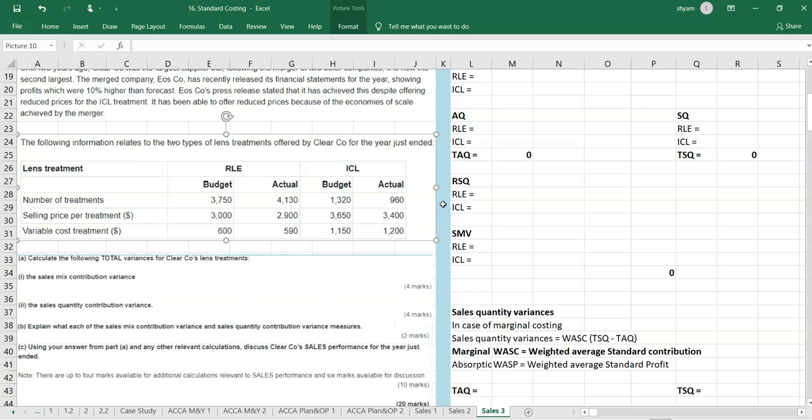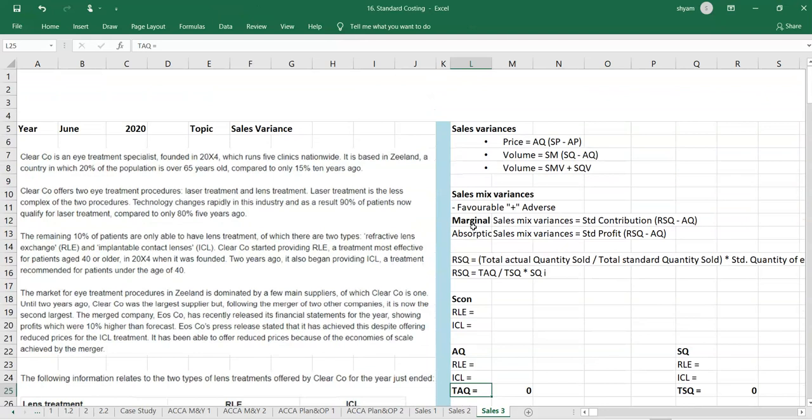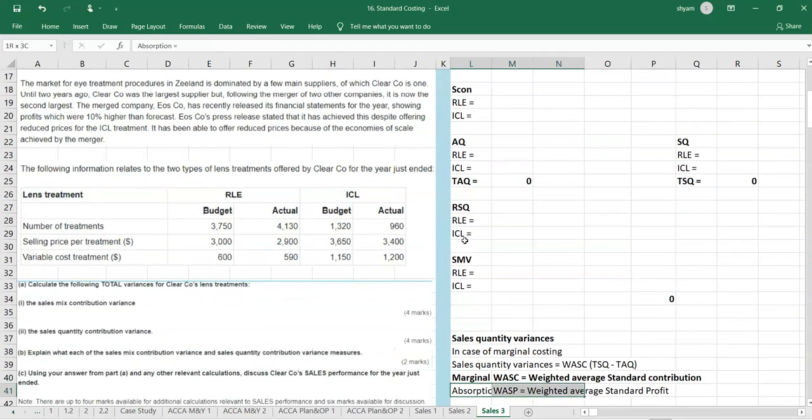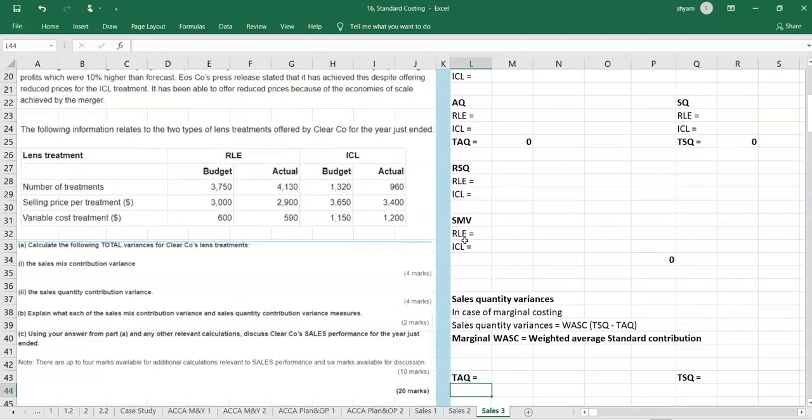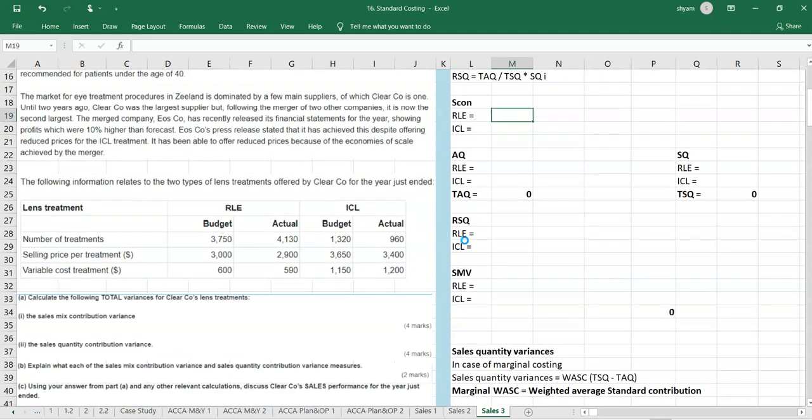So let's start working the sales mix variance and sales quantity variance. At the outset itself, they have told us that it is going to be marginal, so we can remove the absorption part of things. We don't want absorption. We'll just need marginal, so we just need these numbers and we can move on. Standard contribution is equal to selling price minus variable cost. So that leads to standard contribution.